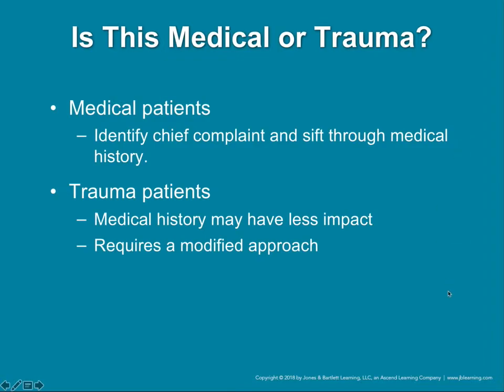Is it a medical or trauma patient? Usually this is cut and dry and very easy to determine, but sometimes it's ambiguous. The classic ambiguous call would be an unresponsive patient and an MVA. Did they become unresponsive and then crash their car, or are they unresponsive because they crashed their car, right? Chicken or the egg?